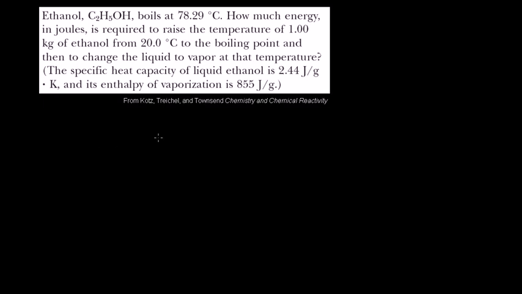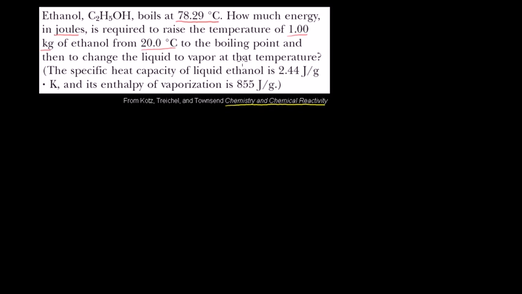I have this problem here from Chapter 5 of the Kotz, Treichel, and Townsend Chemistry and Chemical Reactivity book, and I'm doing this with their permission. So they tell us that ethanol, C2H5OH, boils at 78.29 degrees Celsius. How much energy in joules is required to raise the temperature of 1 kilogram of ethanol from 20 degrees Celsius to the boiling point, and then change the liquid to vapor at that temperature?